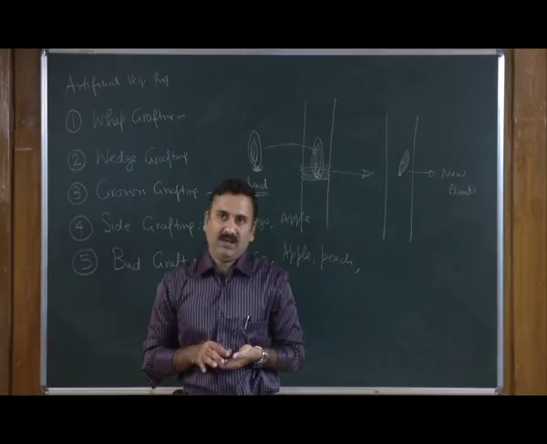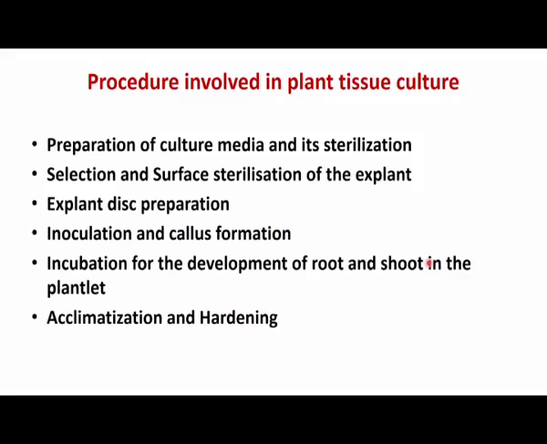The first step is to prepare the media, and then do the sterilization. Then you select the appropriate explant and do the surface sterilization of the explant. Then from the explant you prepare the disc. In this particular example, we have taken the explant as the leaf. So, that is why we are using disc preparation, and then you inoculate these discs into the media and allow them to form the callus.